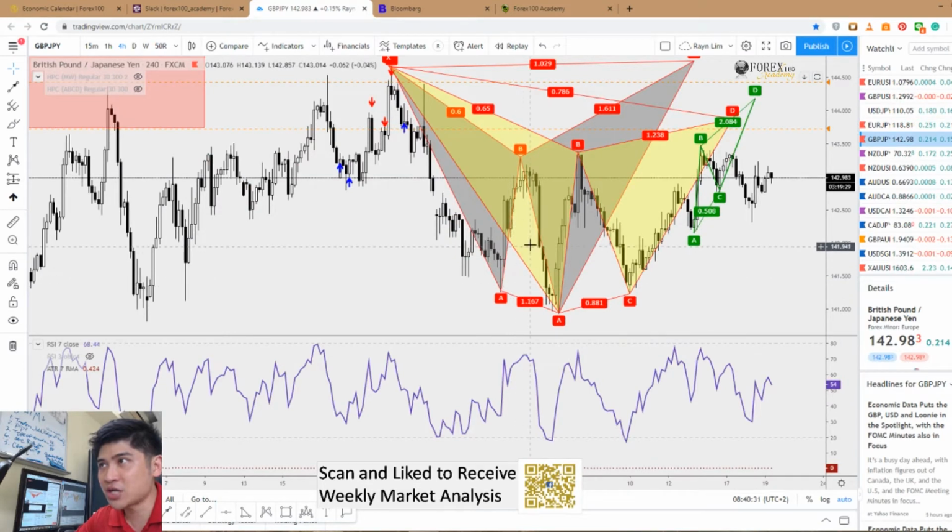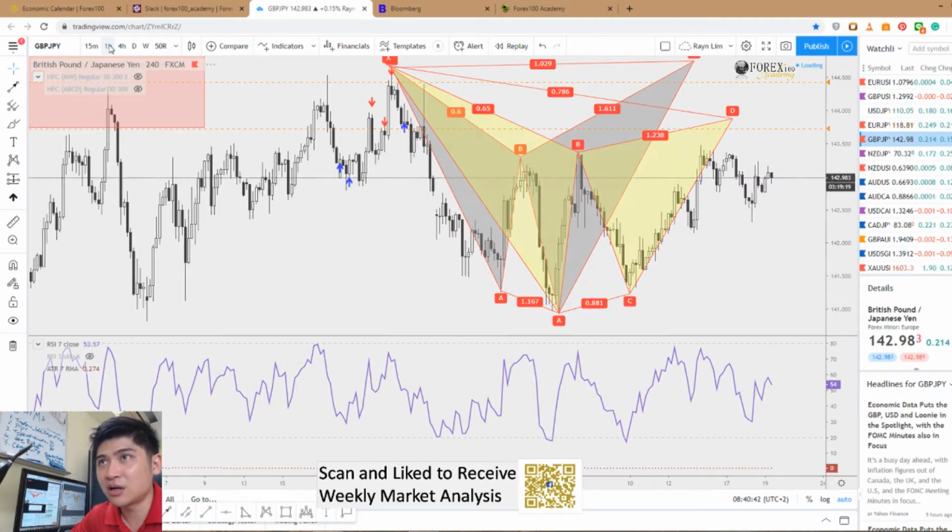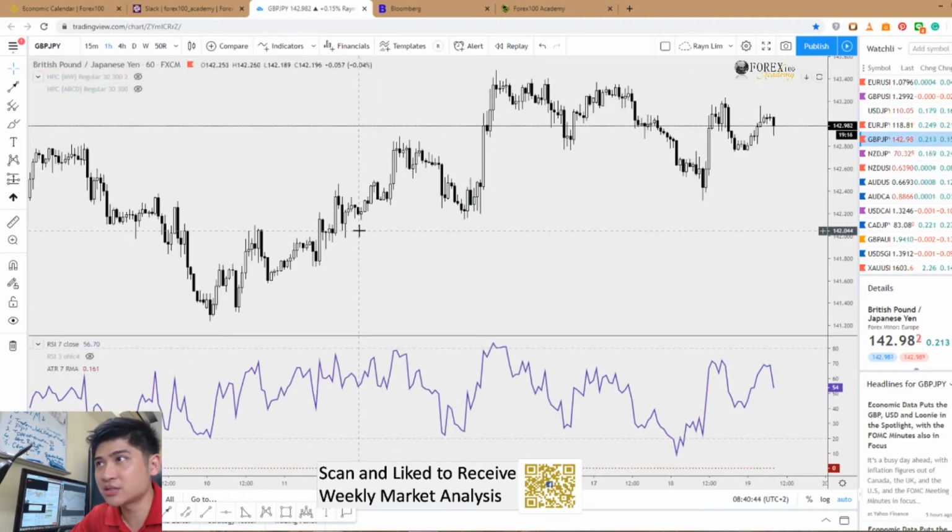Down to the 4 hour chart. On the 4 hour chart, there are two setups. This one is out, so let us just remove it. All right, so we have a Gartley and a shark pattern waiting to happen. To the 1 hour chart, nothing much, but I bet there might be a Gartley pattern, or I mean a harmonic pattern, forming within this area. If not now, soon.